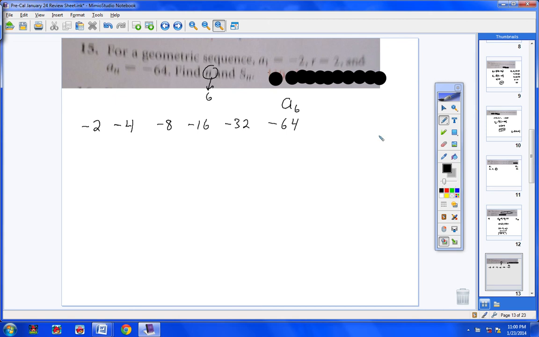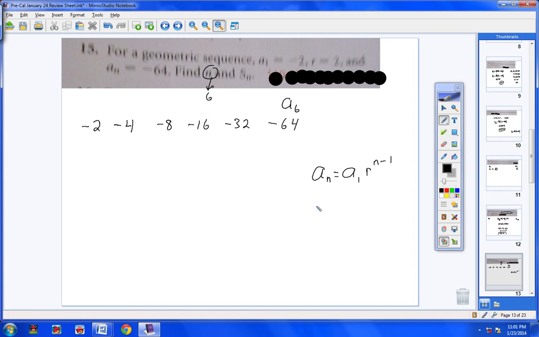Earhart, how about a formula? Sure, there's a formula. Remember, the nth term of a geometric series is a subscript n equals a subscript 1 r to the n minus 1. Now we can do this using a formula. This was a lot faster up here, but you could do this.